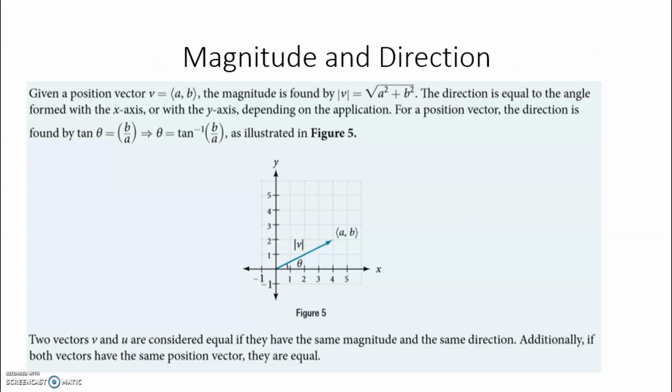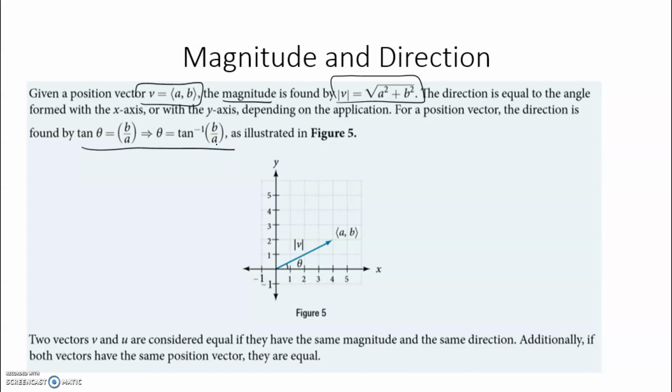To find the magnitude and the direction of your vector, the magnitude is found by the absolute value of your vector, which is really just the square root of a squared plus b squared. It's just the components of your vector squared and then you square root them. For your angle or direction, you're going to use this formula, tangent of theta equals b over a, which you will move over so theta becomes the inverse tangent of b over a. Make sure that this is in standard position when you give your final answer.